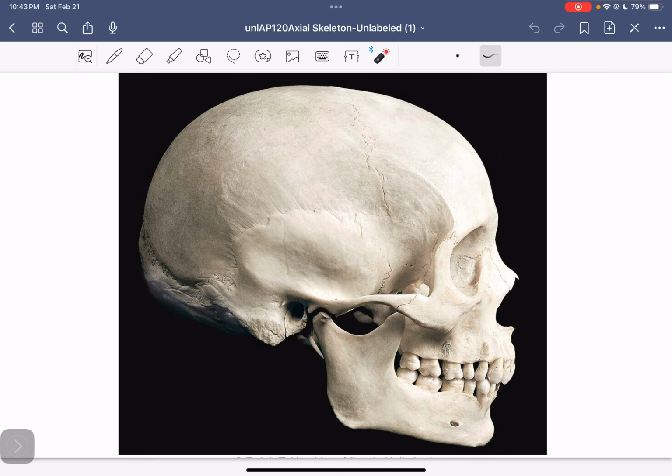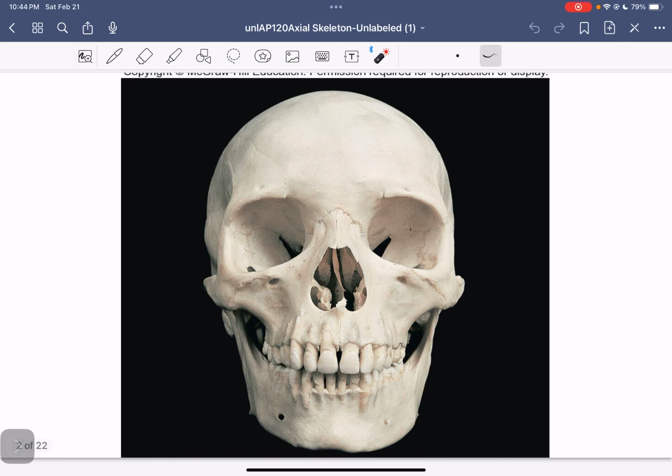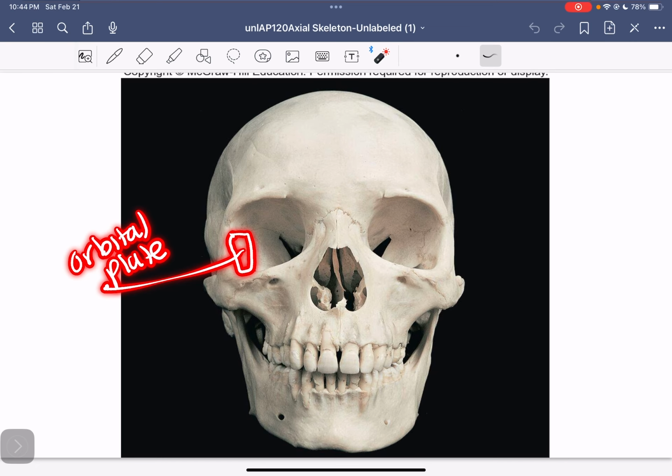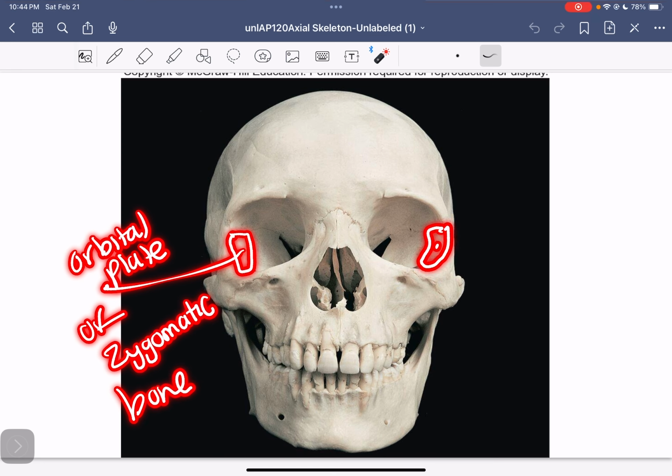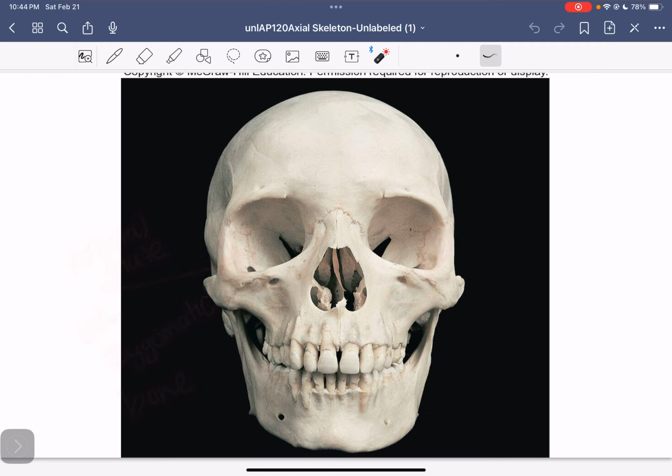So let's see what else we can take a look at from this view here as well. We also have this structure here. This section is going to be the orbital plate of zygomatic bone. From this view, we can also see a little bit of this opening here. This is our superior orbital fissure.